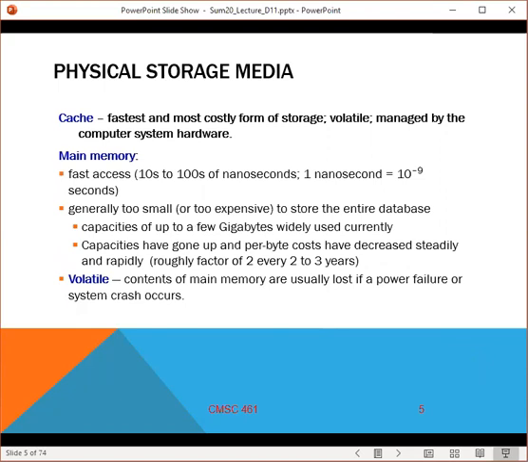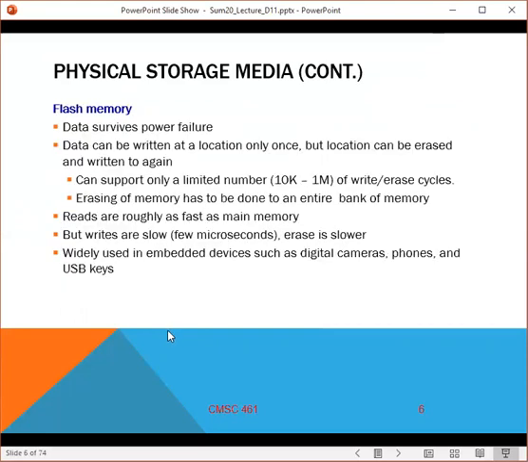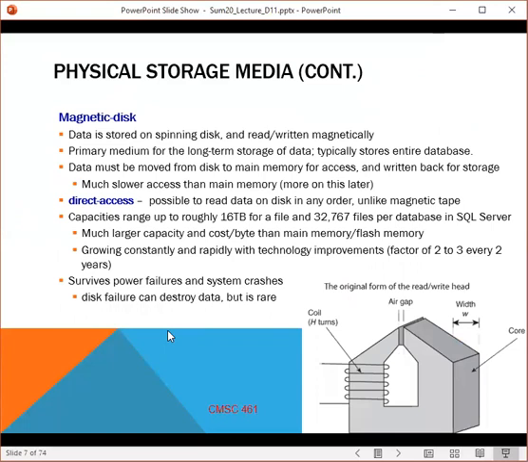So cache is the fastest form of memory storage. And then we have main memory. Again, both of these are volatile. They lose their contents if the power fails. A magnetic disk is persistent storage, and it works by magnetizing sections of a platter that has a magnetic surface.